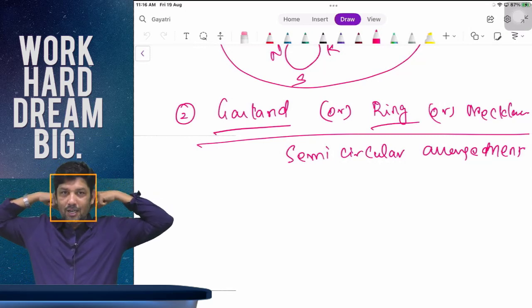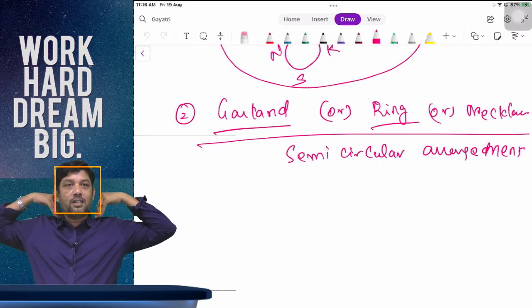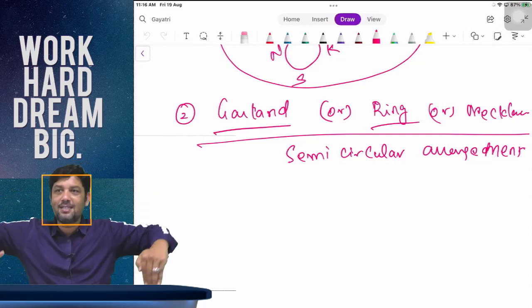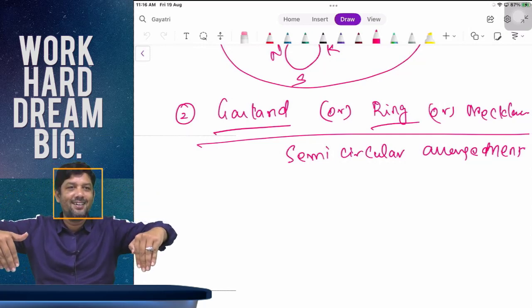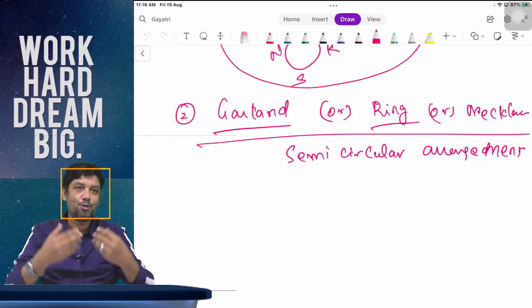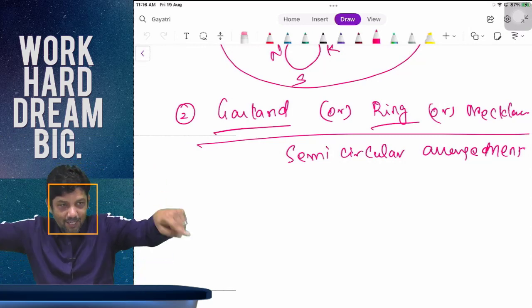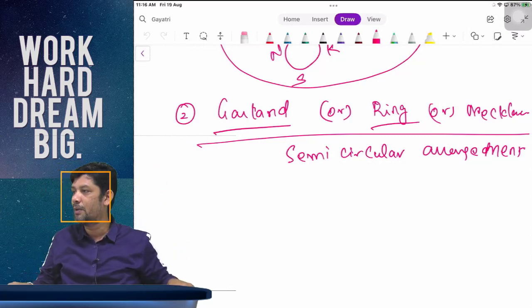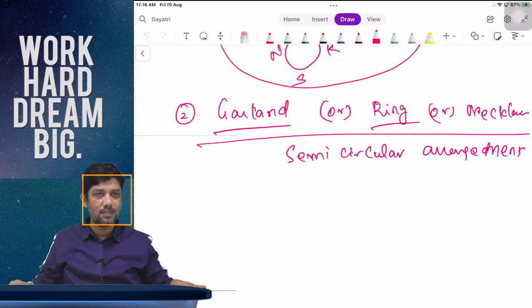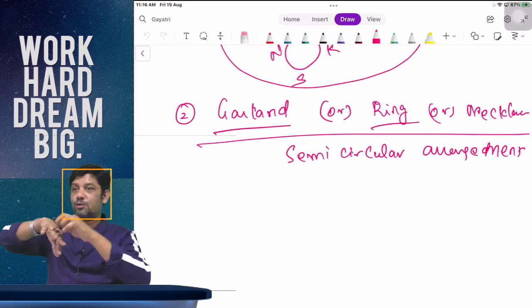Sir, it is almost a 90% circle, sir. No. When you make it as a circle, it is going to be a semicircle, na? When you make it in this shape, it is going to be 90%. But when you make it as a circle, it is going to be a semicircle only. Am I right or wrong, my dear? So a garland is a semicircle.